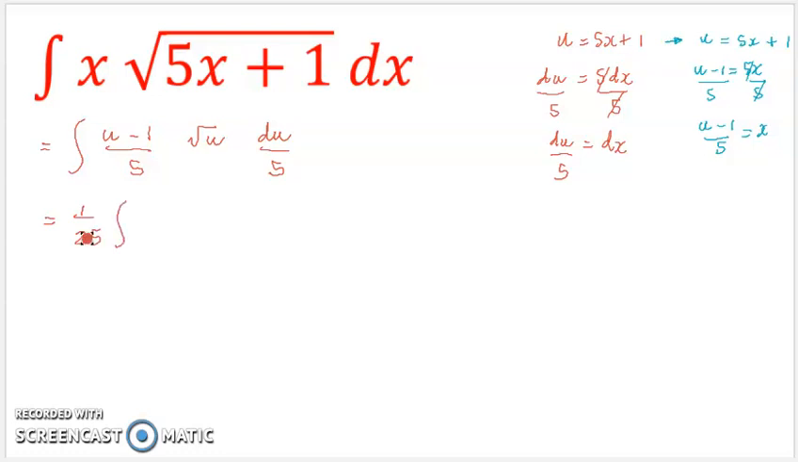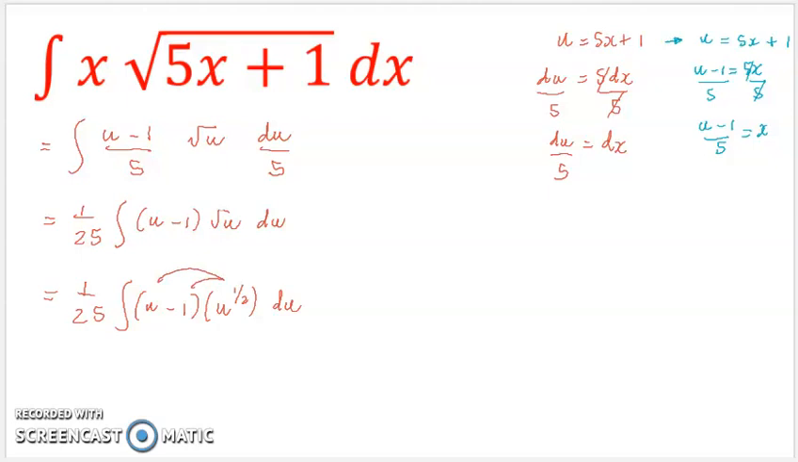Then we have the integration of u minus 1 square root of u du. At this point, we can distribute this square root of u to u minus 1. Thinking of square root of u as u raised to 1 half, let me rewrite that. So it's u minus 1 times u raised to 1 half du.